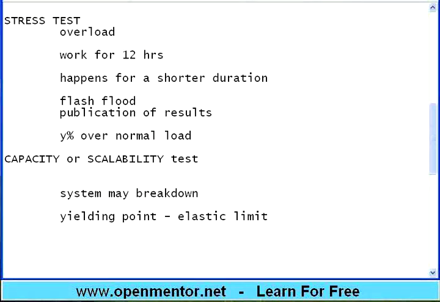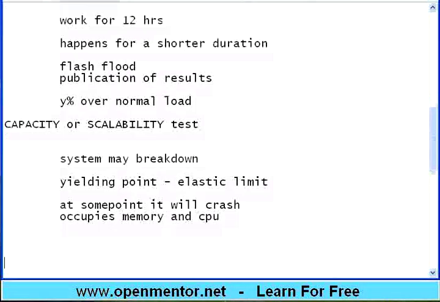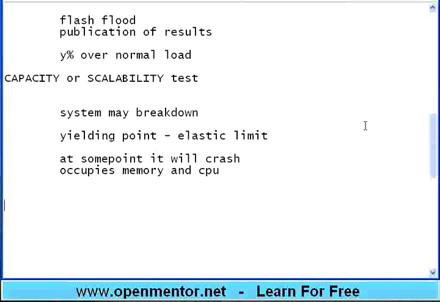Same way, the system may also accommodate more users. At some point it will crash because every user occupies memory and CPU. When memory is drained and CPU is drained, the system may freeze or crash. Find out that point. Why should I find out that point?